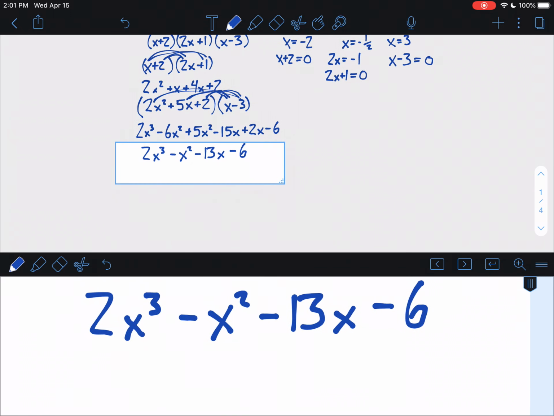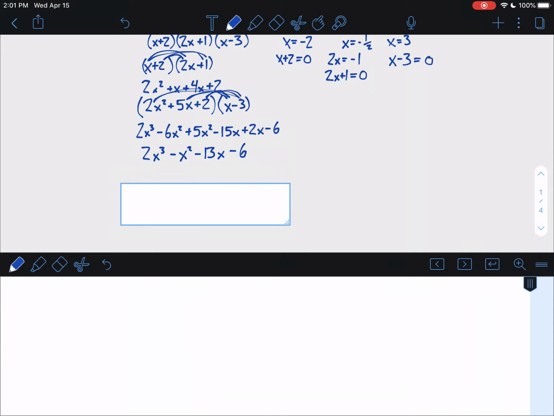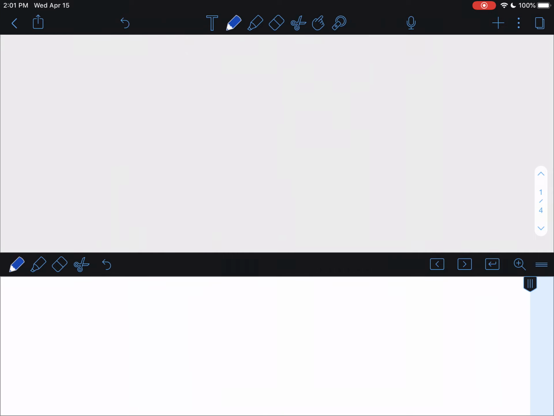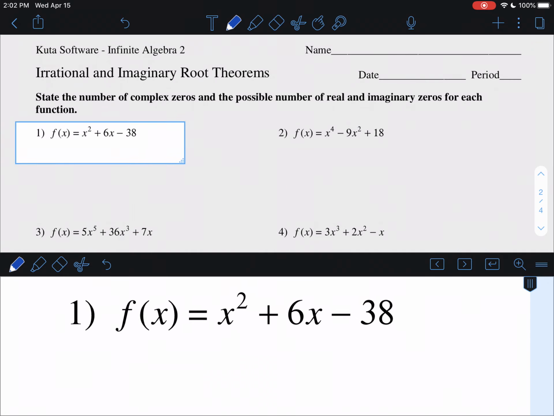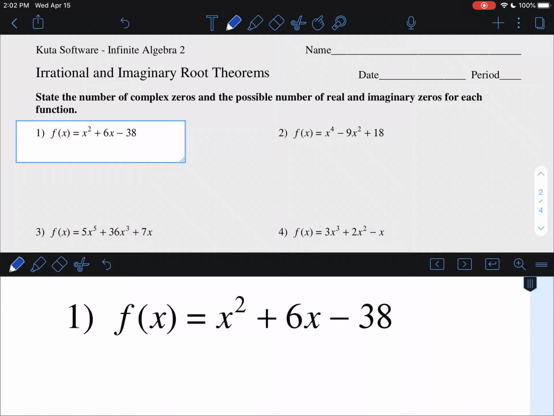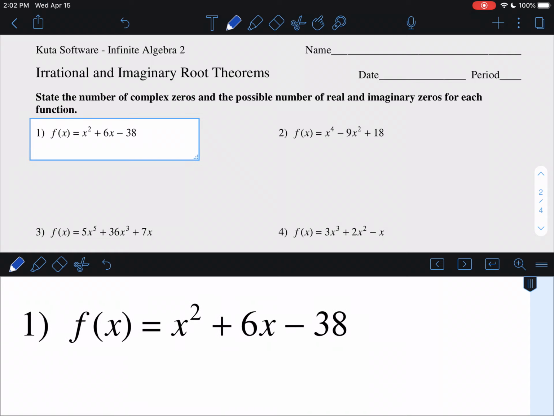Okay, so with that being said, once you find the zeros, you can rewrite a polynomial in factored form. So what we're going to be working with today is irrational and imaginary roots of polynomials. So I have this first polynomial, and this part isn't really going to rely on what we just learned, but it is kind of important.